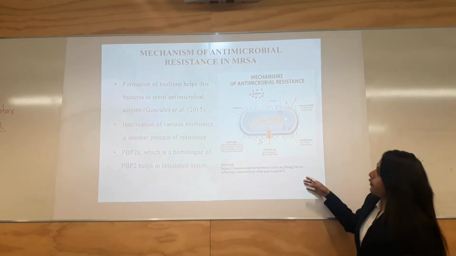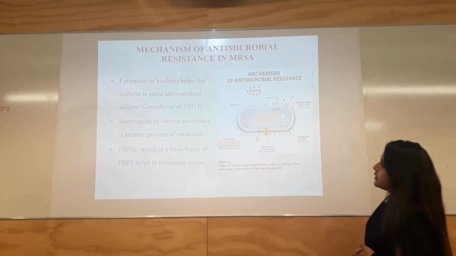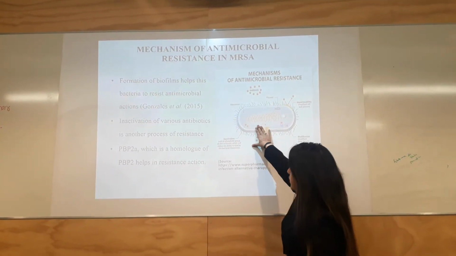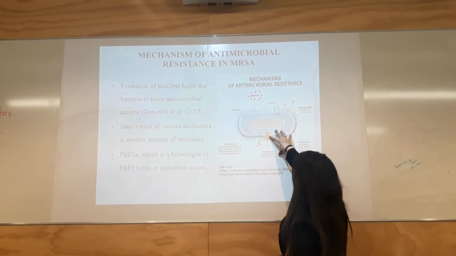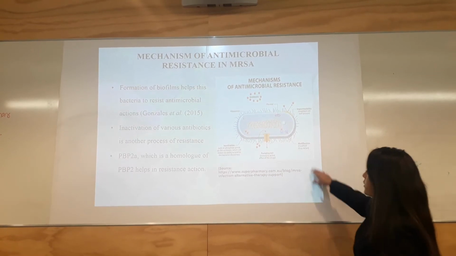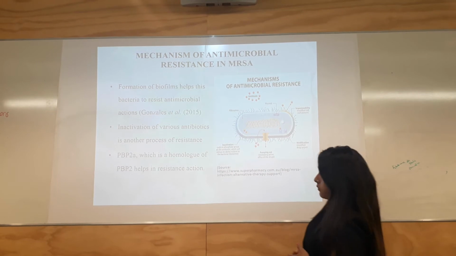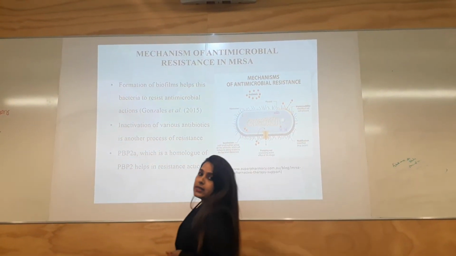Now I am going to describe the mechanism of antimicrobial resistance in MRSA. As we see in the figure, it is the mechanism of antimicrobial resistance. In this, there is a presence of ribosomes, which cause inactivation of the phosphate group in antibiotics, and there are some drugs which get pumped out, and there is a modification which changes the target of the antibiotics. Now, what is the whole mechanism? I am going to explain this.